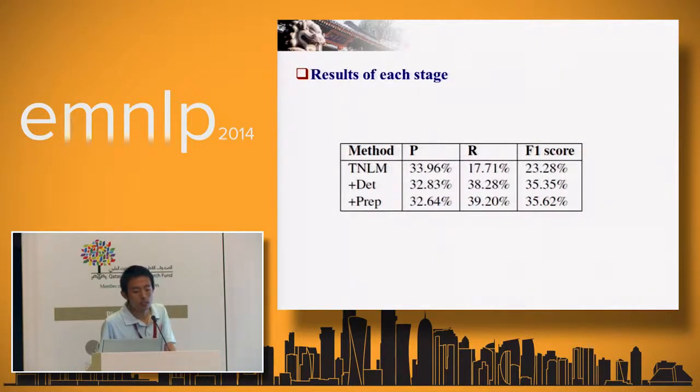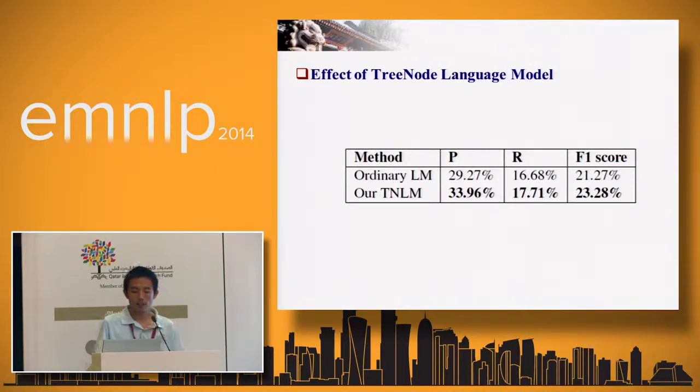In fact, our method is a pipeline-style method, which is divided into three parts. The first is the language model part, then the determiner part, and the preposition part. You can see that each part plays its own role. And for the language model part, our trained language model is better than the ordinary language model on the linear chain.